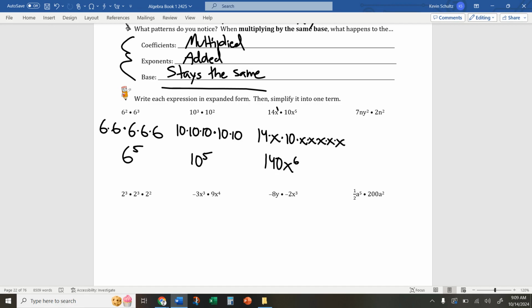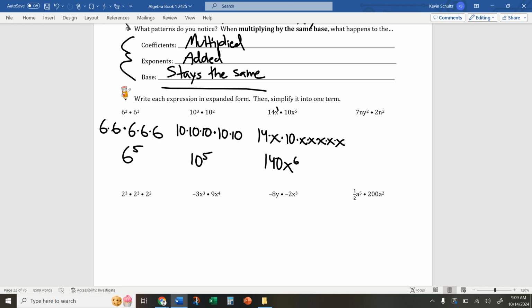Expanded form, we can see very clearly we have 6 x's here. But if you're not using expanded form, you got to remember it is x to the 1st. And the reason why 14 and 10 are multiplied is their coefficients.